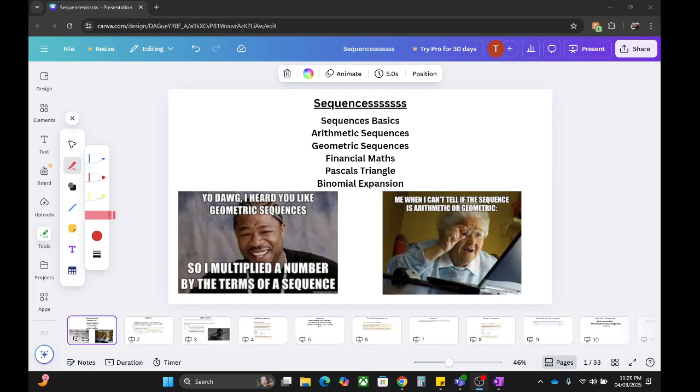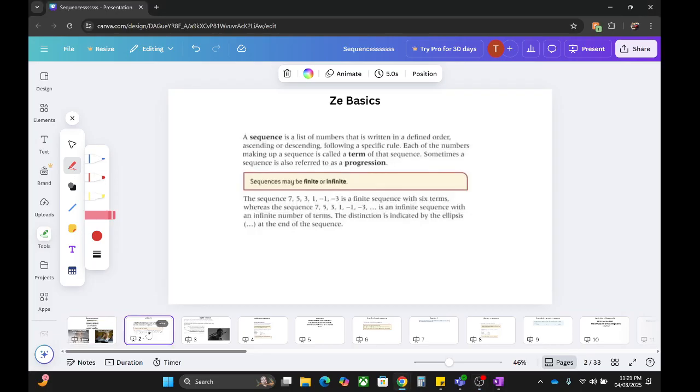Today we're going to be tackling sequences. So in sequences we're going to be talking about the sequences basics, arithmetic sequences, geometric sequences, financial math, Pascal's triangle, and the binomial expansion. So let's get right into today's video. We're starting off first with sequences basics.